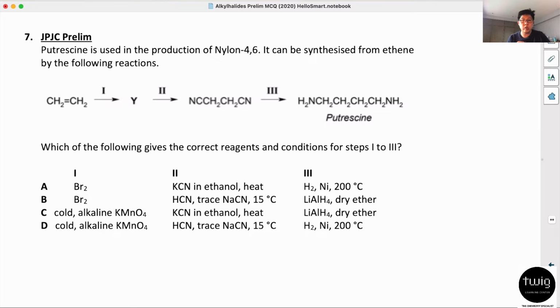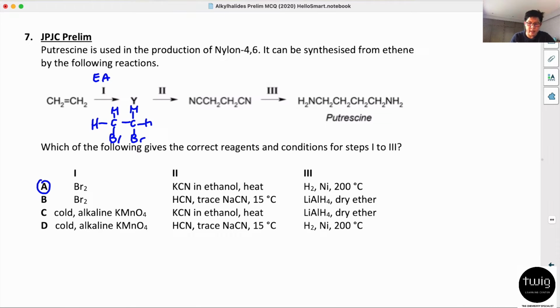I'm just gonna draw for you what is happening. For this question, the answer is actually A. The first step, bromine and alkene, this reaction is electrophilic addition. So I'm going to just draw Y. Y looks like this. It undergoes electrophilic addition. This is your structure for Y.